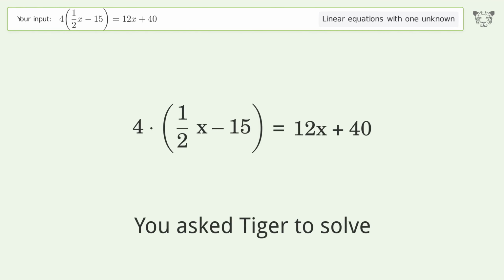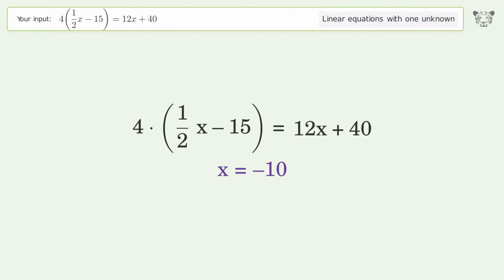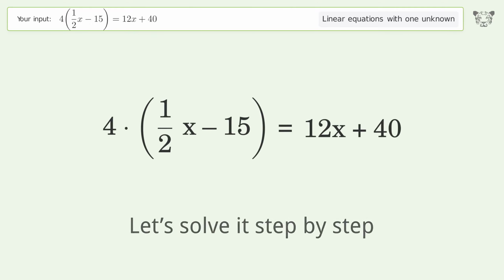You ask Tiger to solve. This deals with linear equations with one unknown. The final result is x equals -10. Let's solve it step by step.